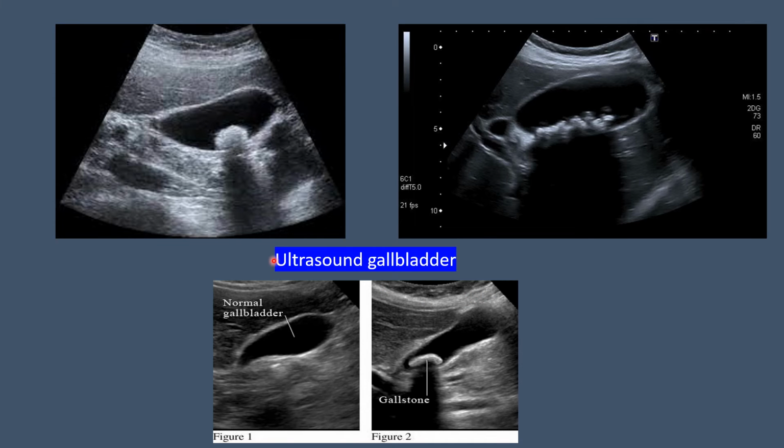This is another few pictures to show you the ultrasound of the gallbladder. There's a stone here, but the gallbladder wall is not thickened and there is no evidence of pericholecystic fluid. So this is either an asymptomatic gallstone, or biliary colic. This one, a gallbladder with multiple stones casting posterior shadow here. So this is a normal gallbladder, and a gallbladder with a stone in the neck of the gallbladder.